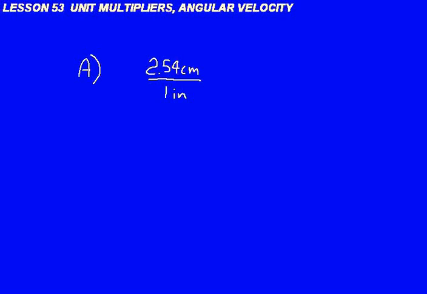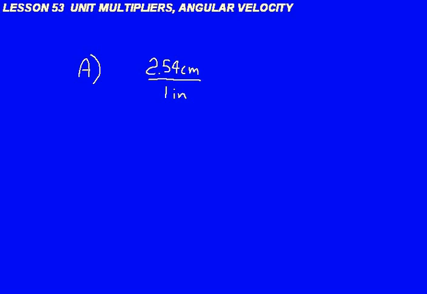Lesson 53 is about unit multipliers and something called angular velocity. On page 353 in your book, there are some unit multipliers written out. You might want to write some of those down in your formula book because you might need to refer back to those. Hopefully you've got most of those memorized. If you've been doing Saxon for 1 or 2 years, you've been working with unit multipliers a lot.